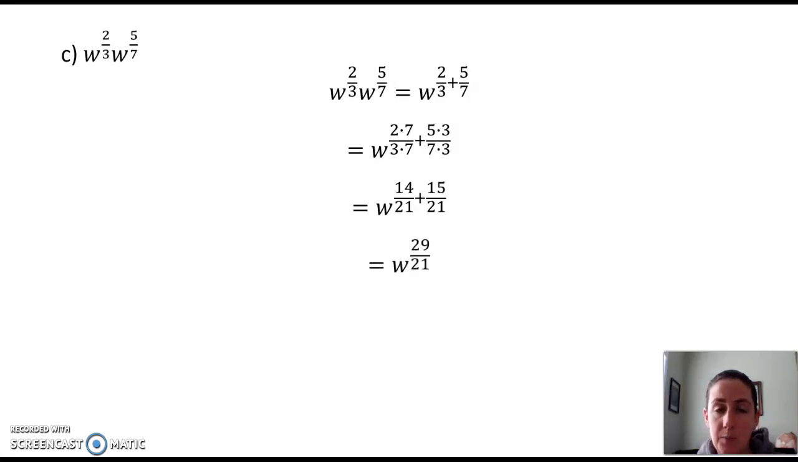So there we are in exponential form. To put it back in radical form, this is going to be our root, this is going to be our exponent, so it'll be the 21st root of w to the 29th.